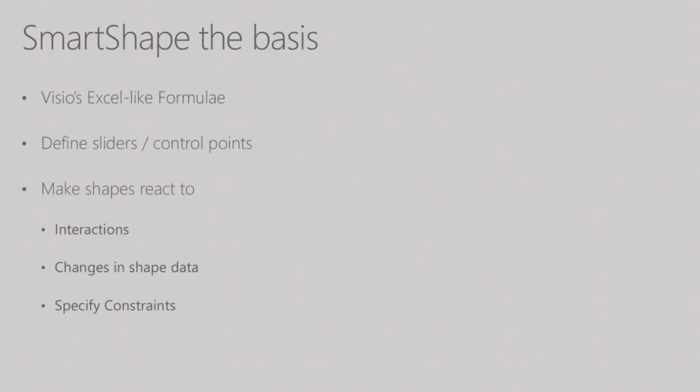And to sum it up, the smart shape, which is the basis of smart diagram, has the foundation of Visio's Excel-like formula. It is where you can define the behavior of the shape based on the slider or the control points within the shape. The shape can react to your interaction, it can react to the change in the shape data, and you can specify constraints for the shape so as to make sure that they work based on the constraints of the diagram.